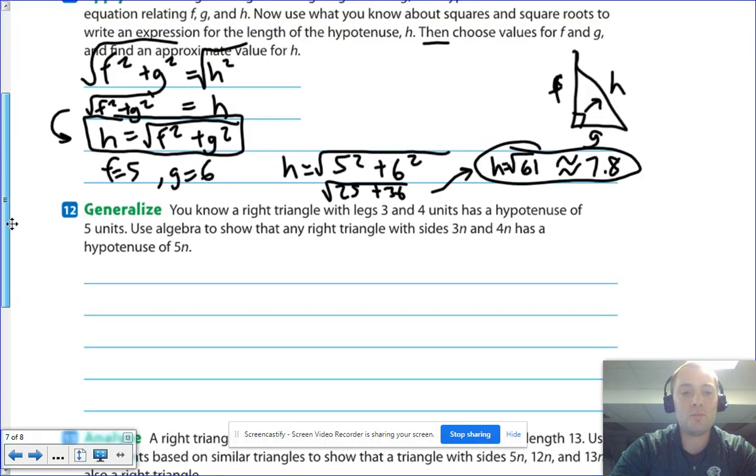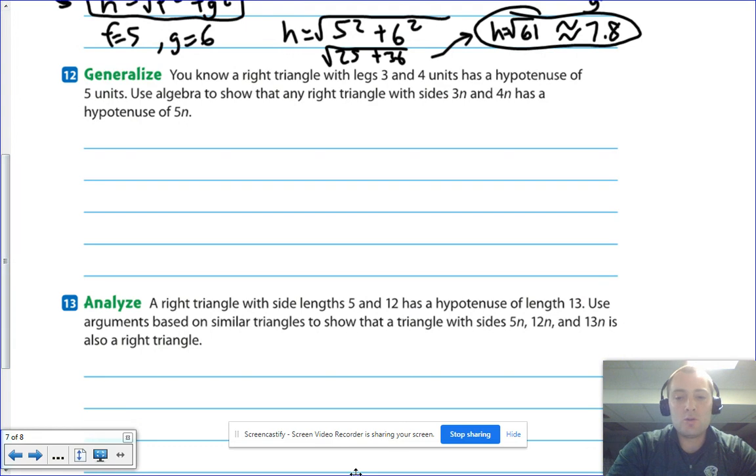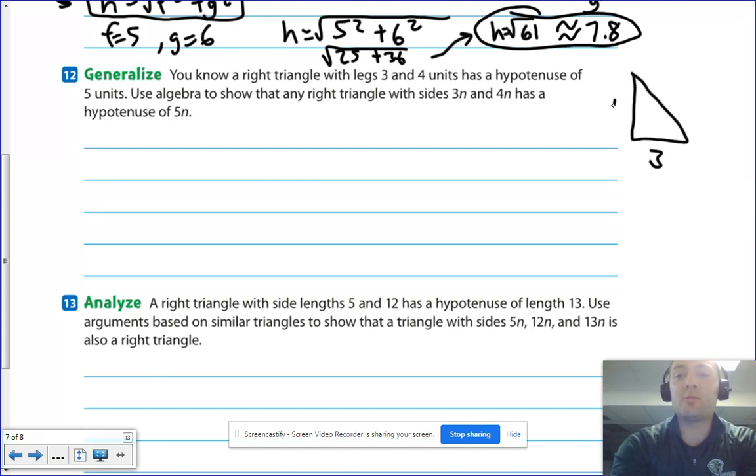All right, let's go to number 12. Number 12, you know a right triangle with legs 3 and 4 units has a hypotenuse of 5. So let's just say we know we have a right triangle. We got 3 and 4 are the smaller legs, and then the hypotenuse is 5. So it's telling us that's true. Now it says use algebra to show that any right triangle with sides 3n, 4n, and 5n work together to make this right triangle, this Pythagorean theorem.